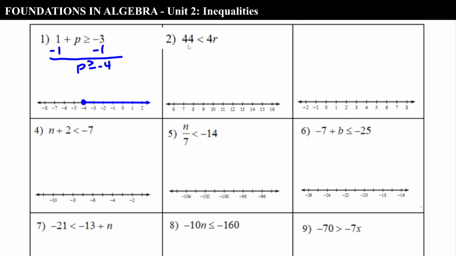Let's take a look at number 2. We're going to divide each side by 4. And that gives us 11 is less than r, but the variable's on the right-hand side, so we need to flip it to get the variable on the left. And now from here, we can graph it. We have an open dot at 11, and our graph is going to the right.